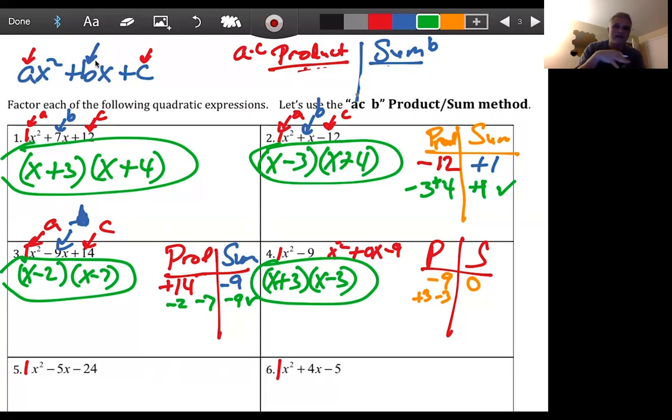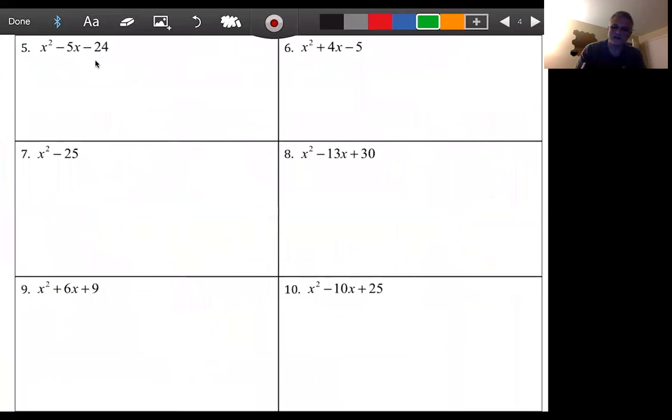Rewind that if I went too fast. Listen to it again, slow it down, do what you need to do. But we got to continue here. We got to get through 6 more of these little sweethearts.